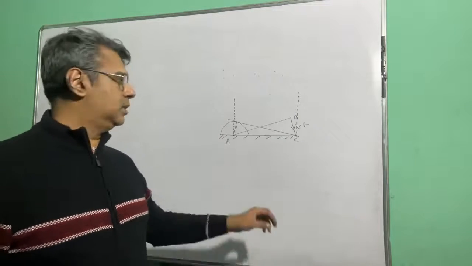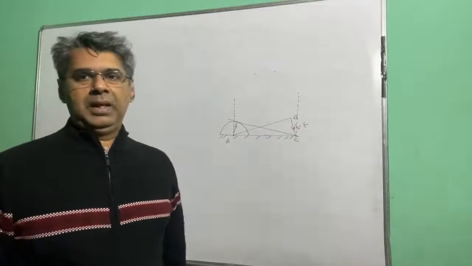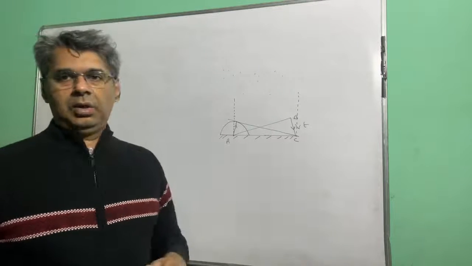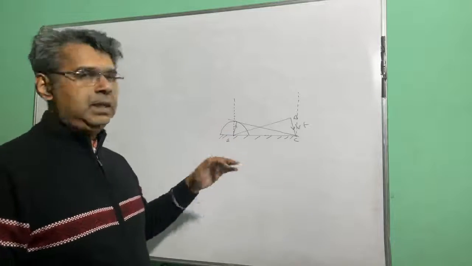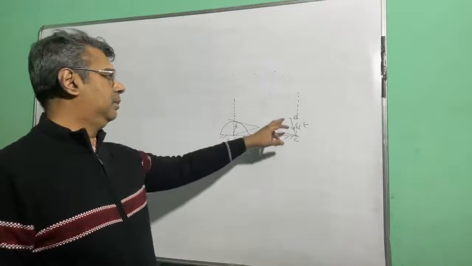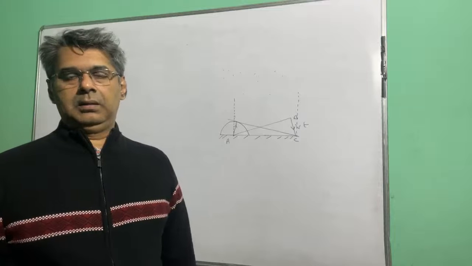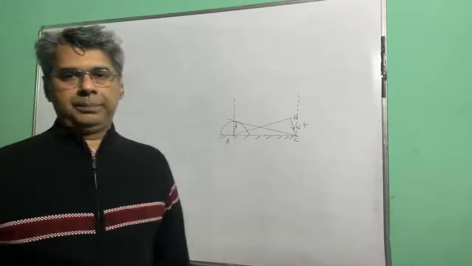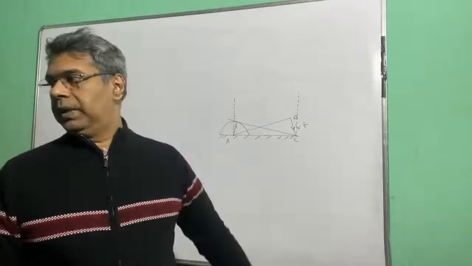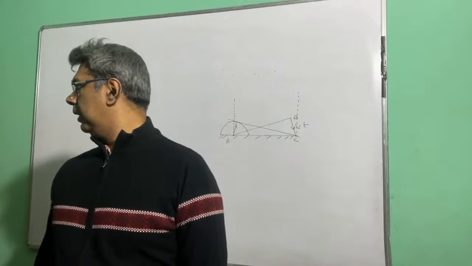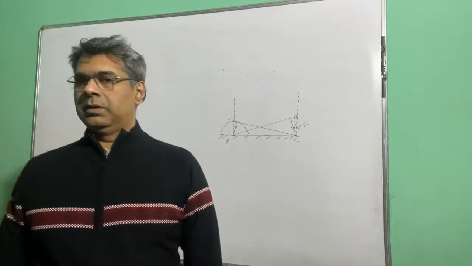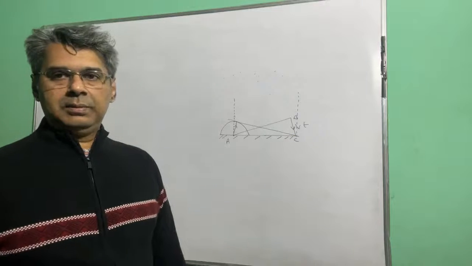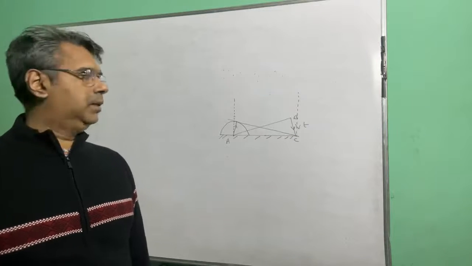Now there is an incident wavefront AB. AB is the incident wavefront, and A is already in contact with the mirror, and B will be going to meet the mirror after some time. So let us say that B is going to meet the mirror after a time t. So BC will be V into t. V is the speed of light.